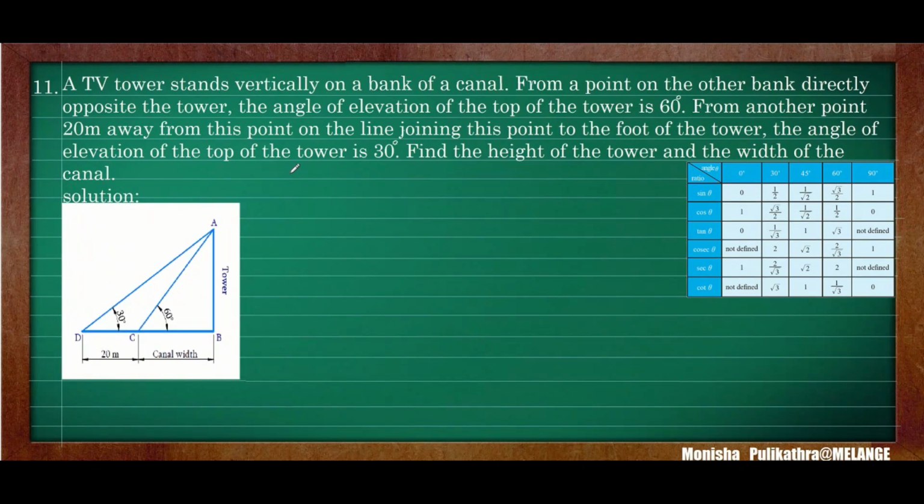Moving on to the 11th problem. The 11th problem is a TV tower stands vertically on the bank of the canal. Okay, TV tower is AB. So AB is the height of the TV tower.